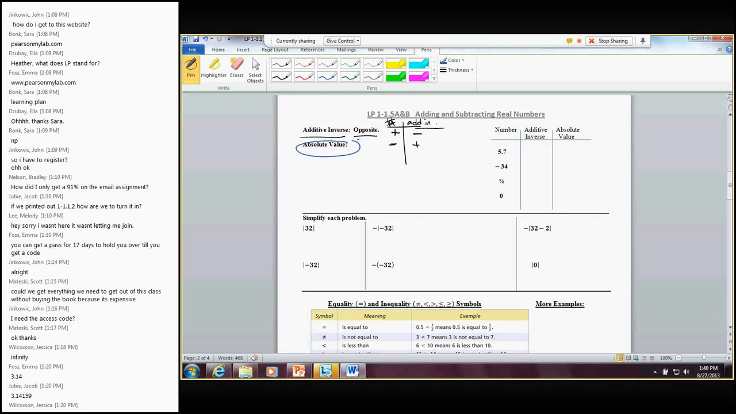Absolute value, the definition of it is this. Go ahead and write this down. Absolute value really represents the distance from zero on a number line. So, the absolute value of any number is positive. And I know I'm abbreviating there. Of any number is positive.